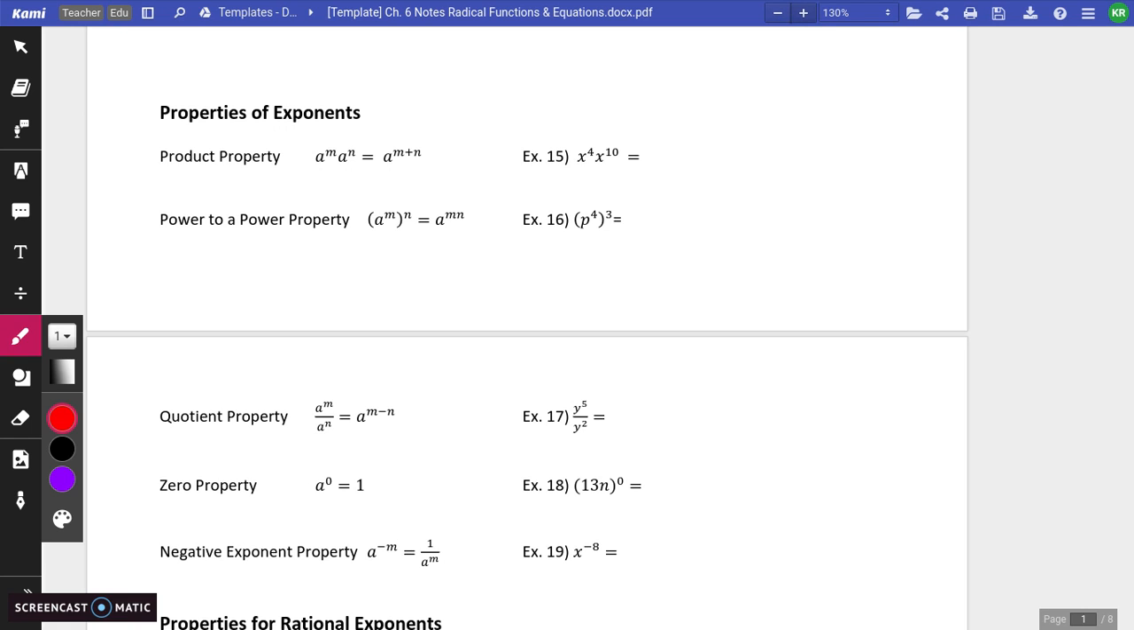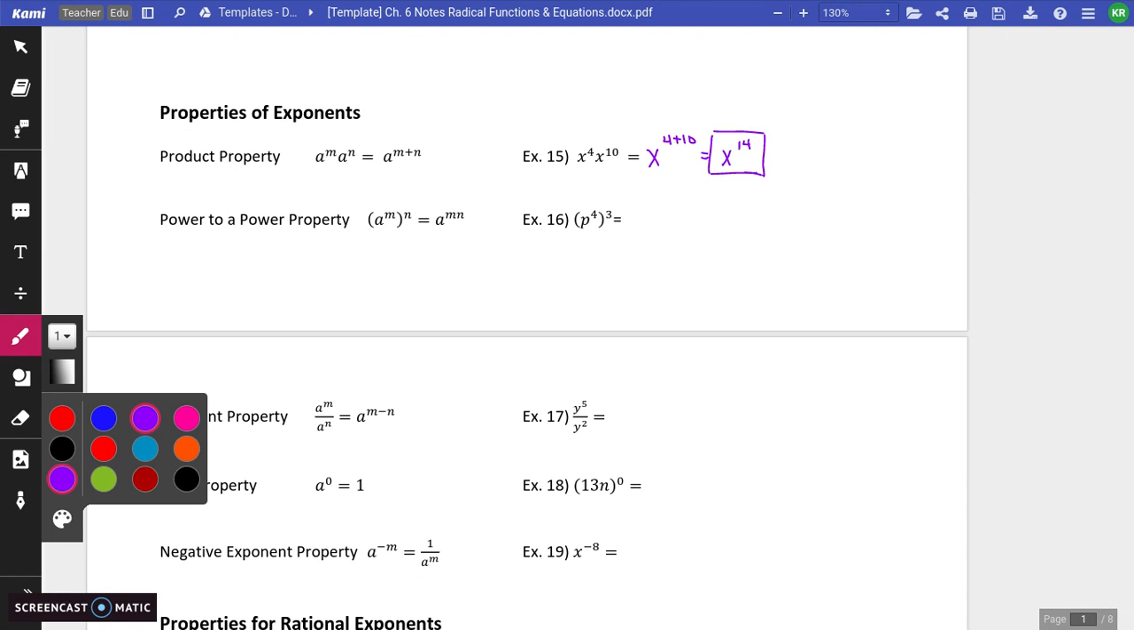So you can see that you are adding exponents. As an example, number 15, x to the 4th times x to the 10th would be x to the 4 plus 10 power, or x to the 14th. Another way you can think about this is if you had x to the 4th, that would be 4 x's all multiplied times each other, and then you had another 10 x's written out. Then if you count them all up, you'd have 14 x's multiplied together, giving you x to the 14th. If you can't remember what that rule is, writing that out might be helpful for you.